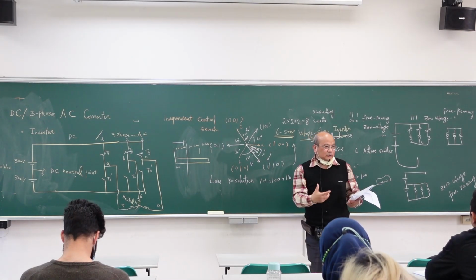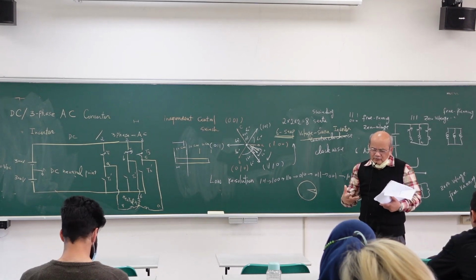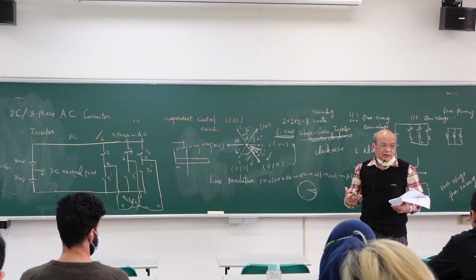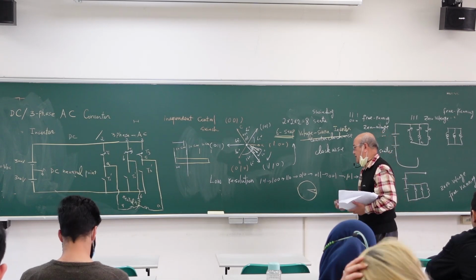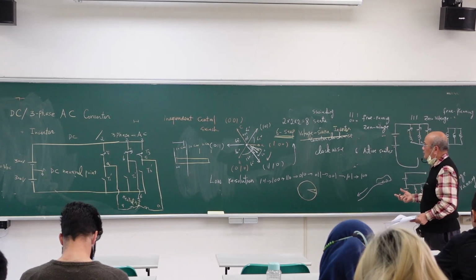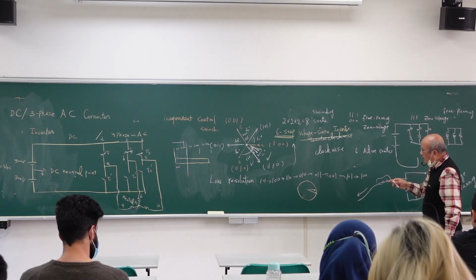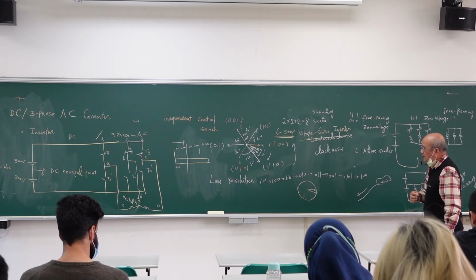Then what do you have to do? You have to improve your resolution. We will discuss this later. So now we have the basic idea. We have a 6-step inverter. If we have 6-step, the motor can rotate.